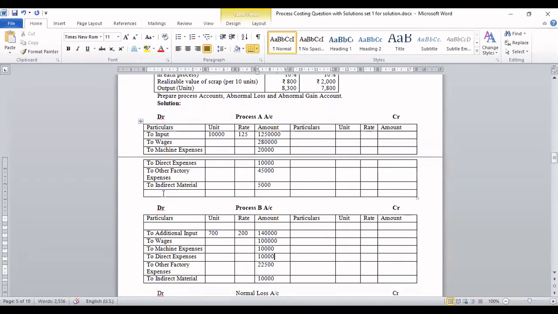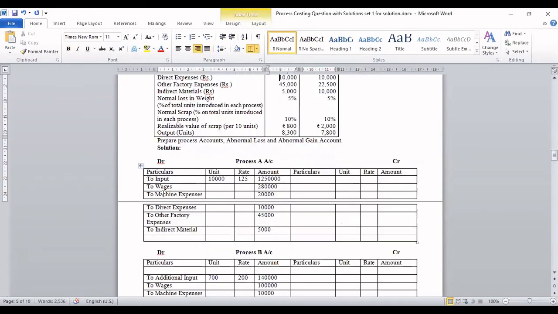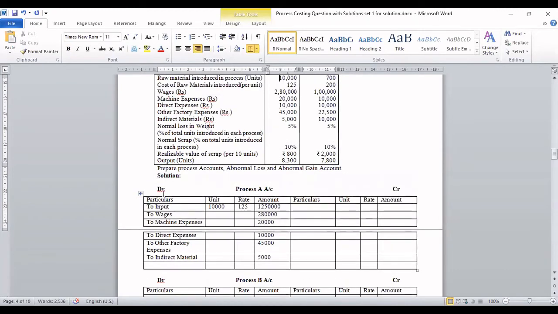Next, any other information given here? They have given details of normal loss in weight. Rest all information we have already recorded. Correct, everyone with me? Yes, sir. So now tell me what to do, how to do.